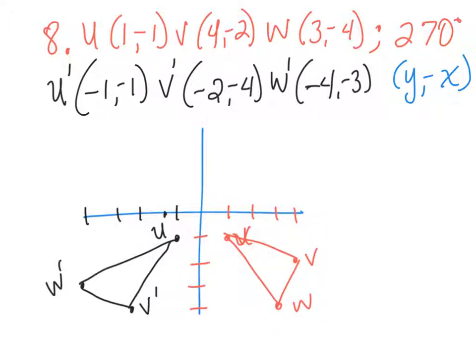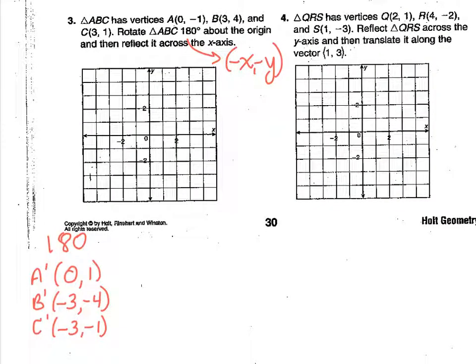And then let's go over section 2.4. So get your notes on 2.4, please. So we follow those signs, okay? We use the formula (-x, -y), because that's the formula for the 180. And then we just change the signs of both of them. So A' is (0, 1). B' is (-3, -4). And C' is (-3, -1).